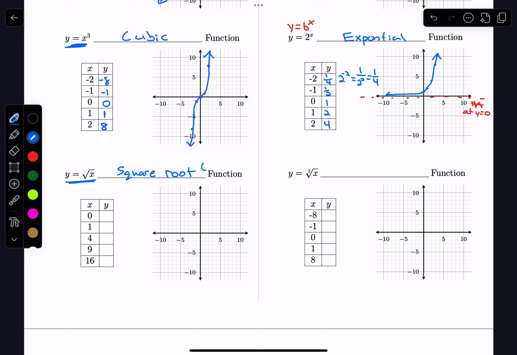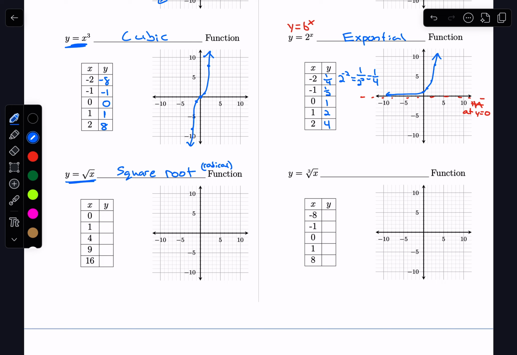All right, also sometimes just called a radical function, but specifically this is a square root function because the index is 2. And the square root function is only defined if x is greater than or equal to 0. So notice the numbers in the table changed. Instead of negative 2 to positive 2, we're now starting with 0 and we're going up in the positive direction.